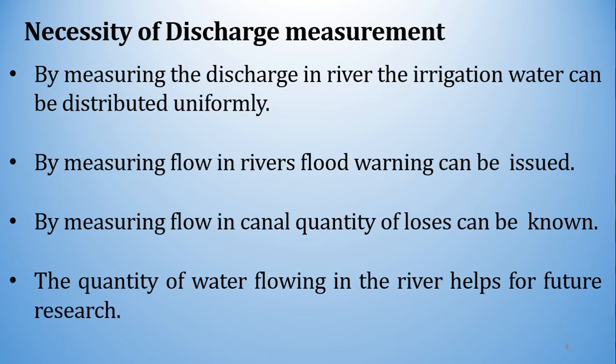Now, what is the necessity of this discharge measurement or stream gauging? By measuring the discharge in a river, the irrigation water can be distributed uniformly. By measuring flow in a river, flood warnings can be issued. By measuring flow in a canal, the quantity of losses can be known. The quantity of water flowing in the river helps for future research.